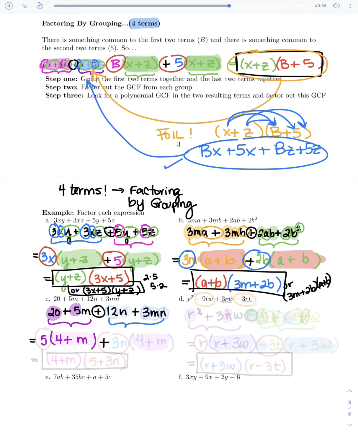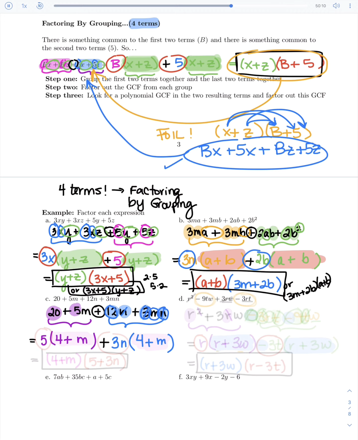Now, what do the second two have in common? Well, let's take a look. The second two, we have a 12 and a 3. That means they're both divisible by 3. They also both have an n in them, so I can also pull out an n. So let's see what's left over. Pulling out the 3 from the 12 leaves me with a 4 plus, we pulled out the n. On the next piece, we're pulling out the 3 and the n, which will leave us with just the m.